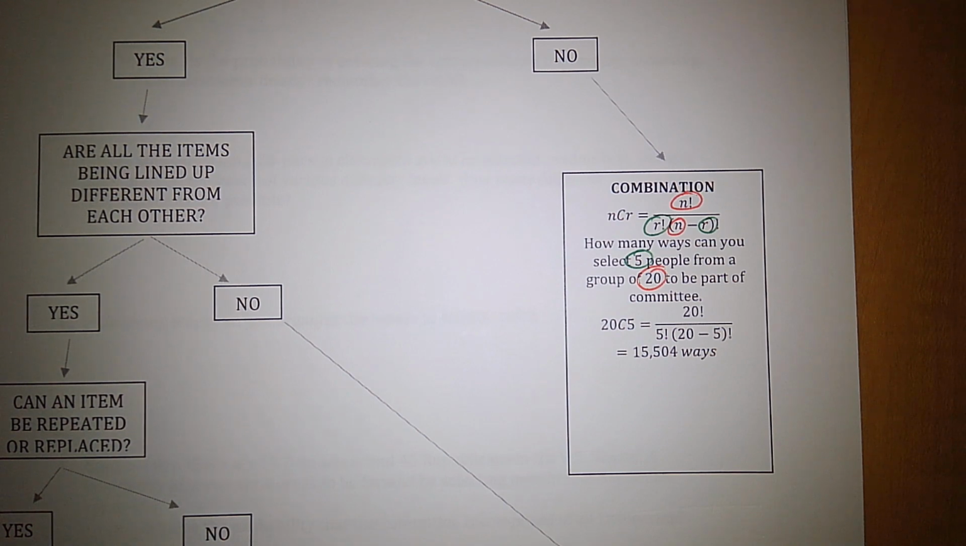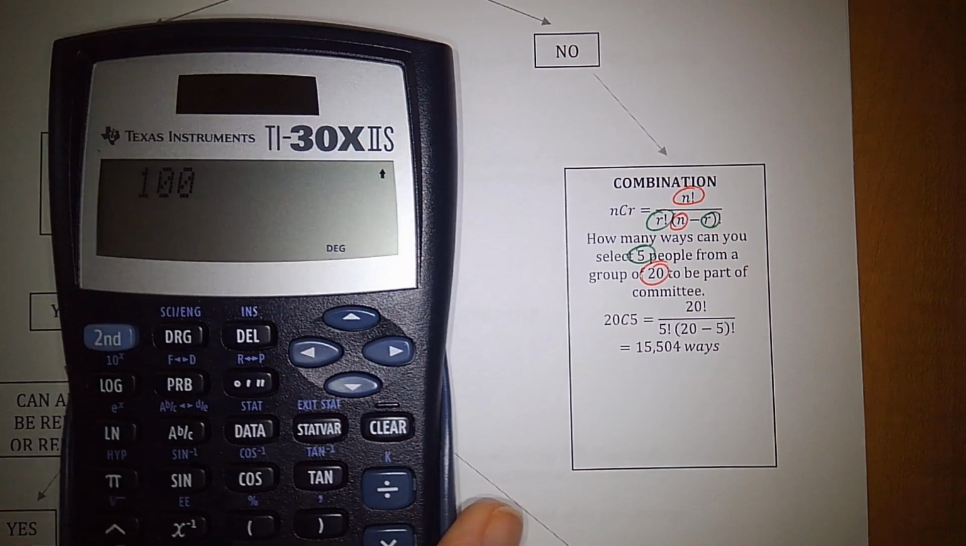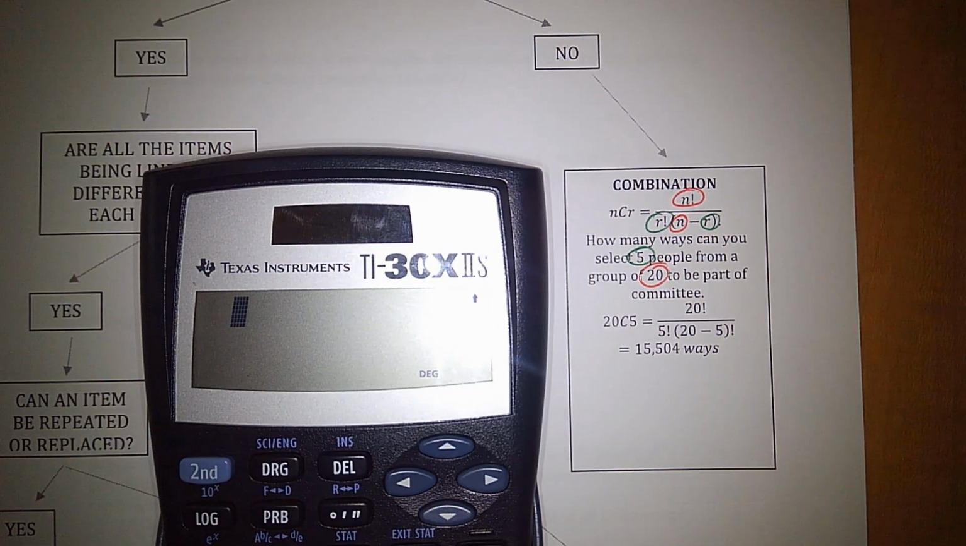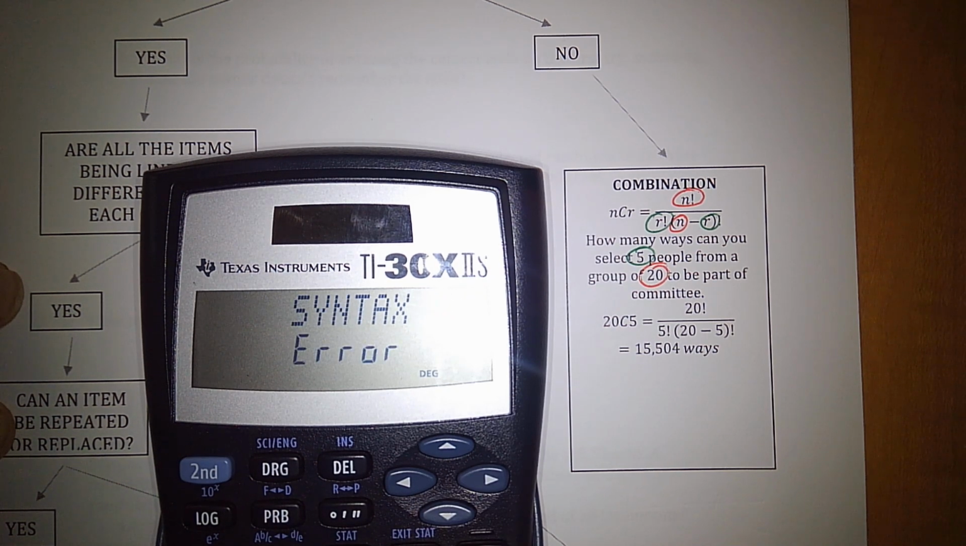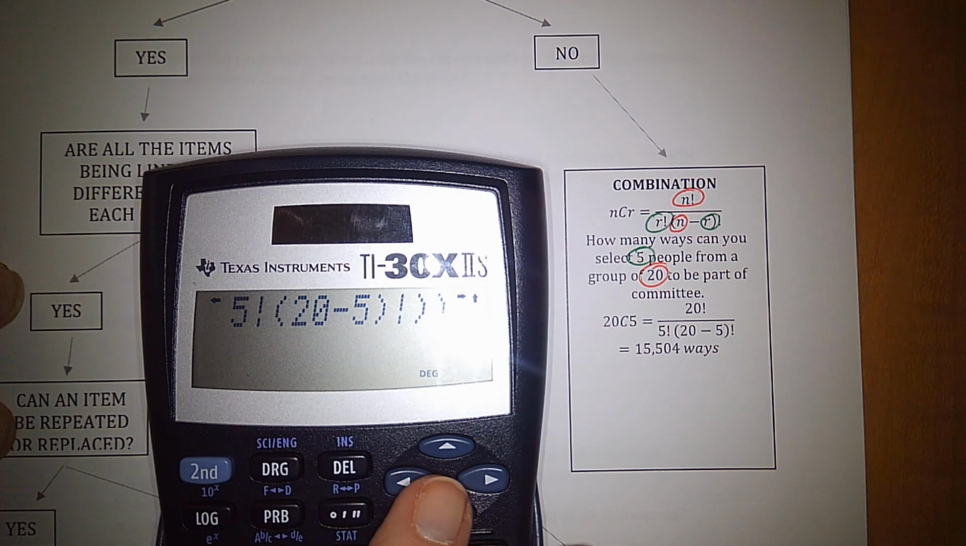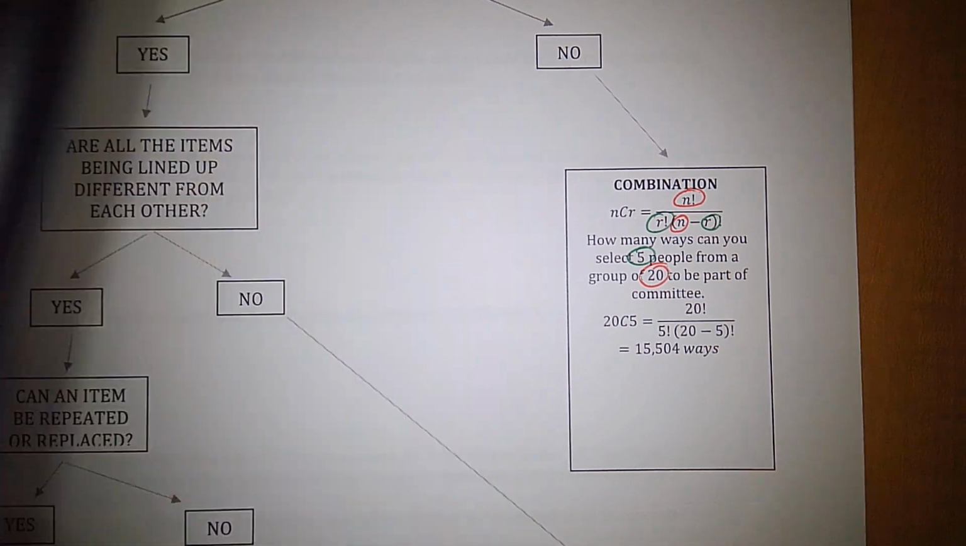So let's go ahead and do one in our calculator. Okay. So in my calculator here, I'm going to do the numerator, which is 20 factorial, and I like parentheses, so I'm going to use them. Some calculators it's not necessary, but I'm a fan. Divided by the denominator, again, I like parentheses, so I'm going to do 5 factorial times 20 minus 5 factorial equals. Oh, and I got an error, so I did something wrong. What did I do?